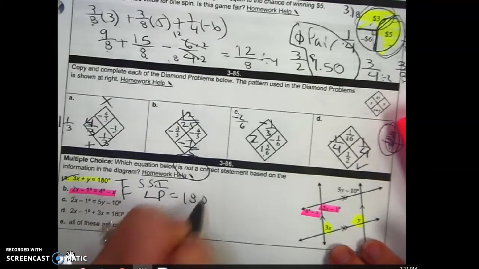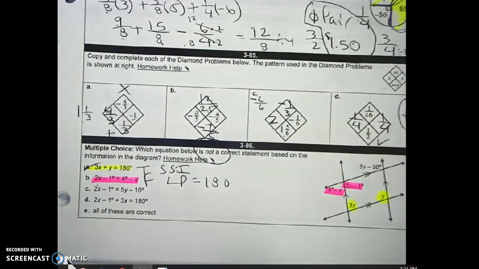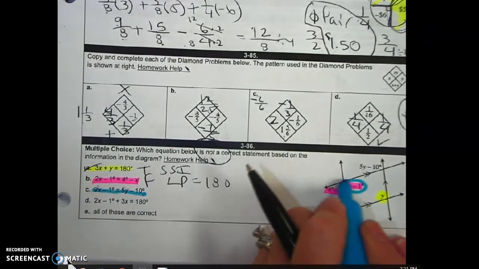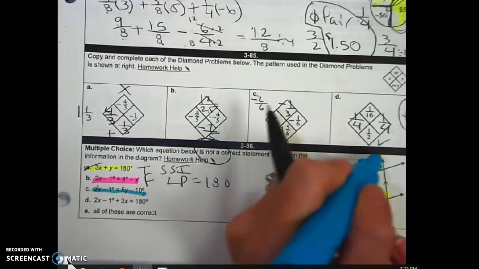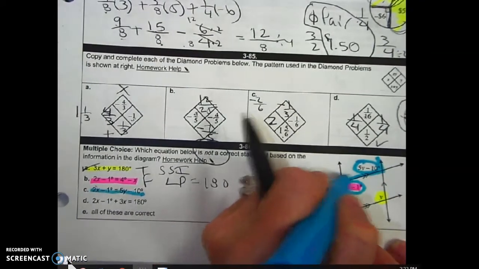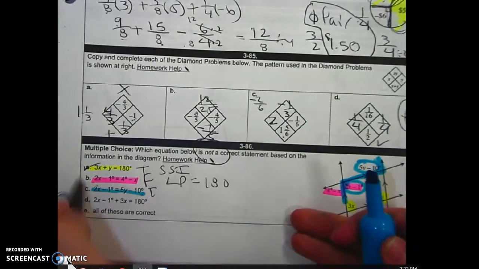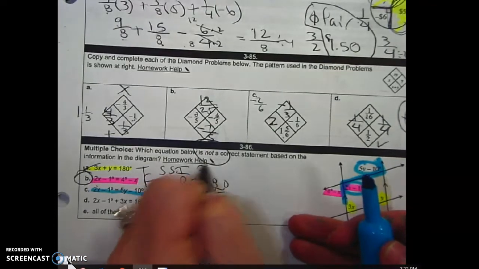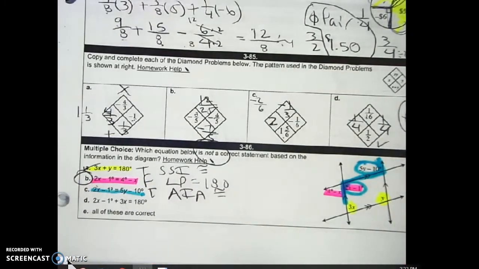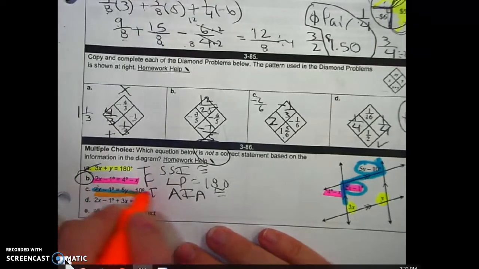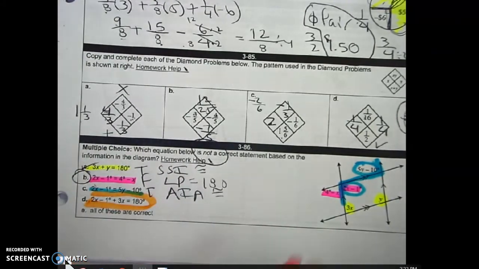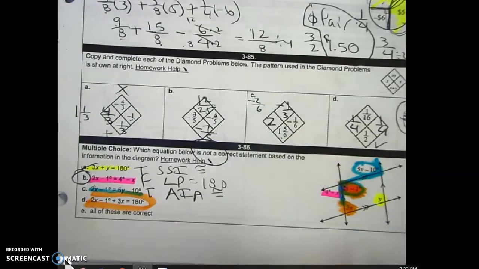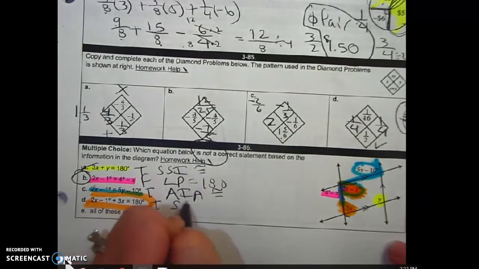They equal 180 degrees. Okay, this one is saying 2x minus 1 equals 5y minus 10. Oh, that is true, so I should have circled that. Based on alternate interior angles, they are congruent, and these are also congruent. And then this one is saying 2x minus 1 and 3x equal 180. Oh, that's true, because that is also same side interior.